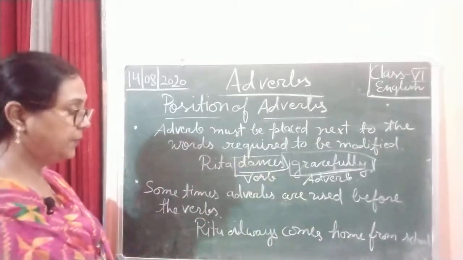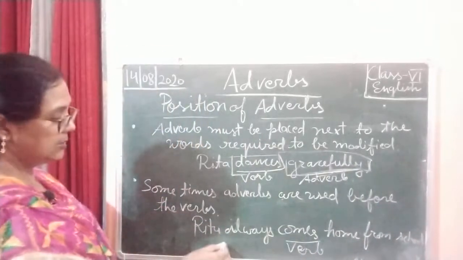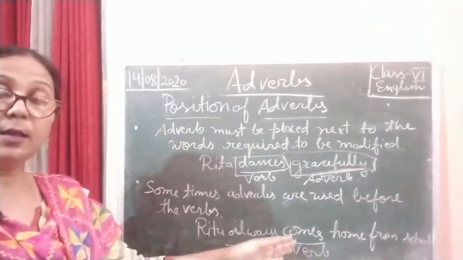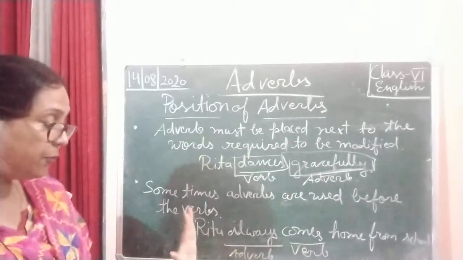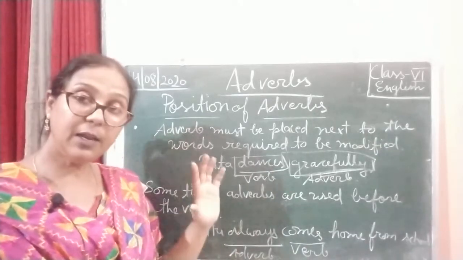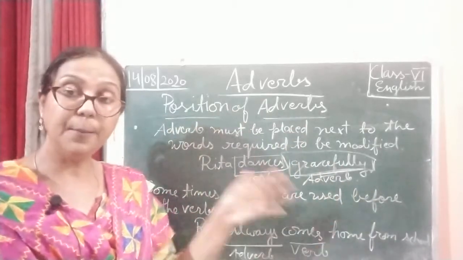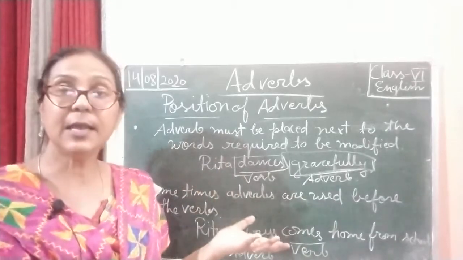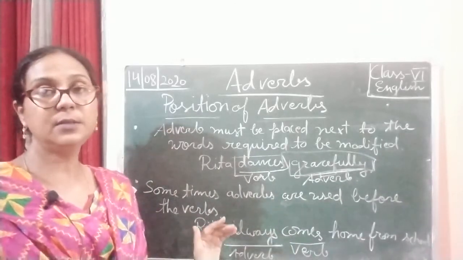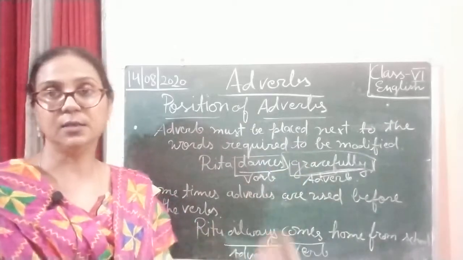Now here you can see comes over here. This is the verb. And this always, because it modifies this verb, is placed before the verb. So that is what we are discussing. Generally, an adverb is placed after or next to the verb, but sometimes in many sentences you can see an adverb is placed before the verb.